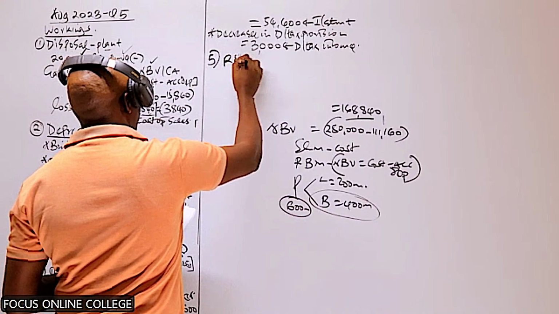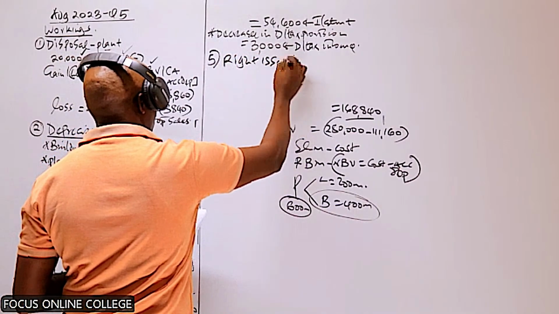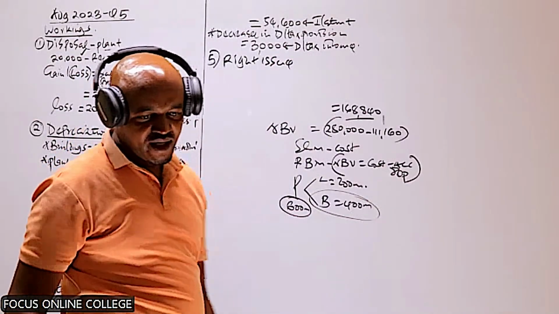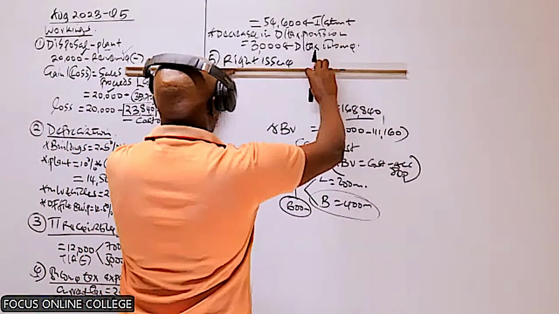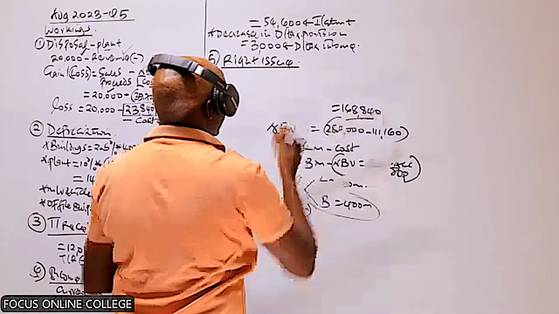And I hope you can recall we said a right issue. This is the issue of additional shares to the existing shareholders of the company at a price below the market price. So what we need to do here is compute how many shares were issued by the company during the right issue.